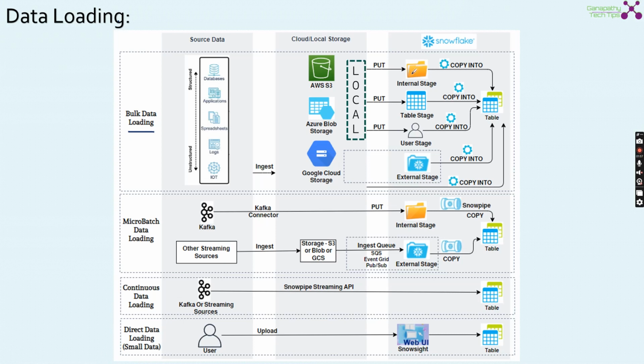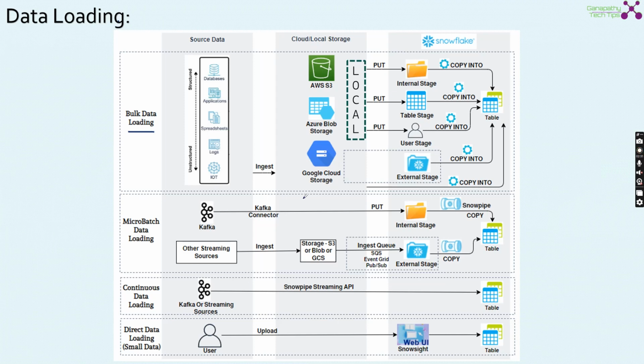Once this data has been loaded into the stages, we can utilize COPY INTO to load the data into the Snowflake table. There is a small icon placed in front of COPY INTO. This is the virtual warehouse icon. For any COPY INTO to get processed, we need compute in the form of a virtual warehouse. That is the reason why I put this icon in front of all the COPY INTO commands. So using virtual warehouses, COPY INTO places the data into the table. Similarly, we can place the data from the table stage and user stage as well using COPY INTO.